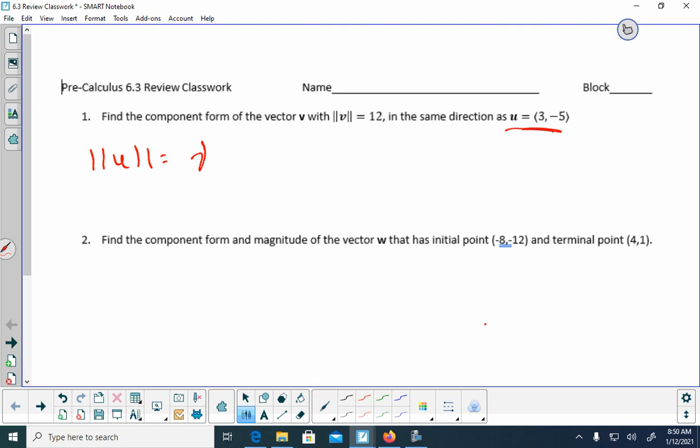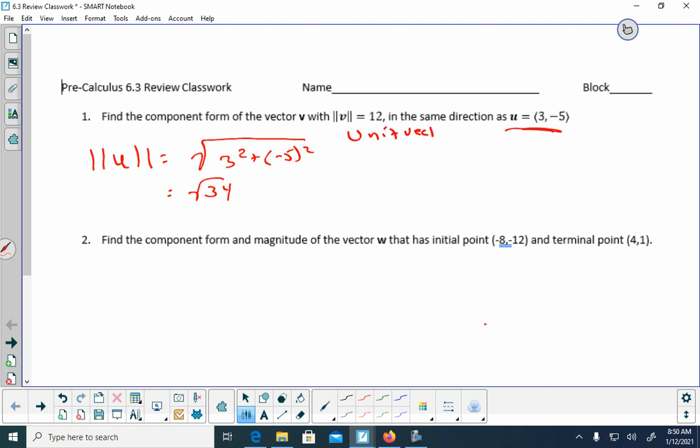And that's going to be the square root of 3 squared plus -5 squared. And when I do that, I get the magnitude to be the square root of 34. 34 is 2 times 17. It cannot be simplified, so I'm just going to leave it as square root of 34. Then I'm going to now find the unit vector.